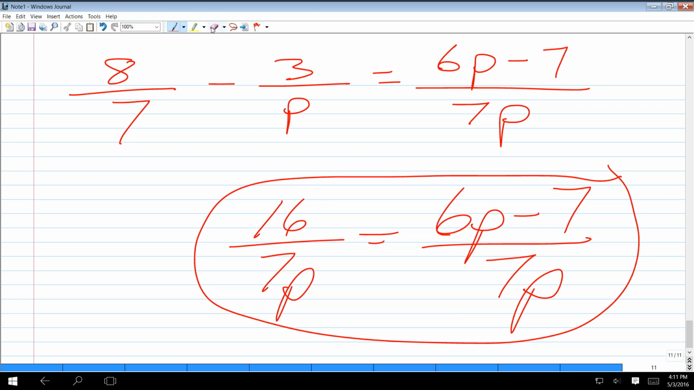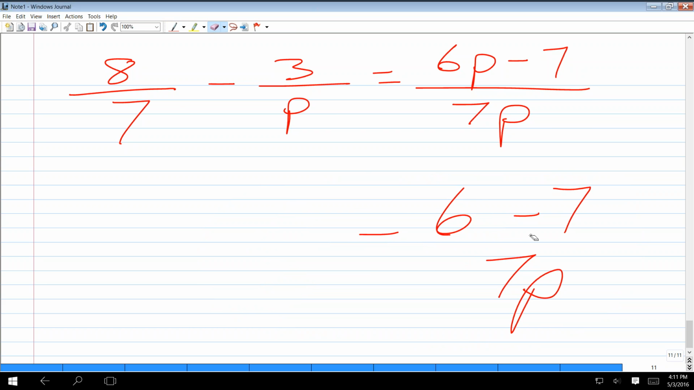Okay? So we could do it that way. In other words, we could find the common denominator and then equate the numerators. Whatever numerator I get over here, and there is going to be a p in it, it's going to be equal to that. So that's not a bad way to do it. Let me show you another way that I prefer.